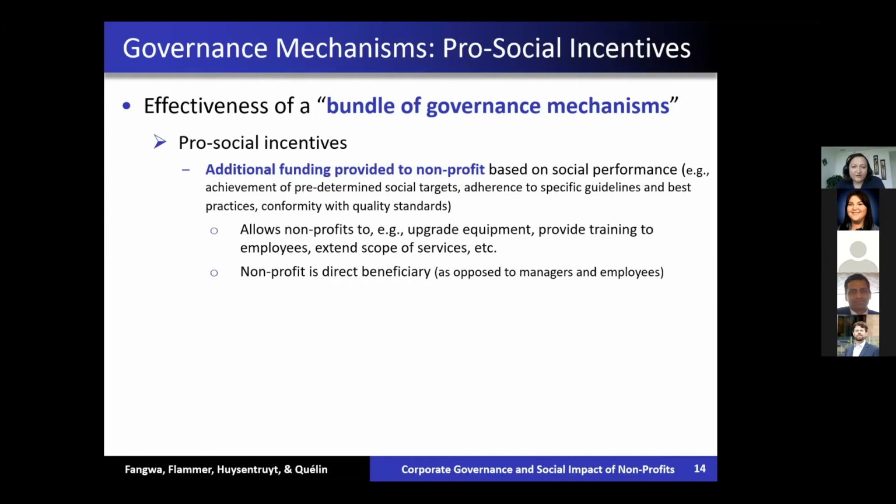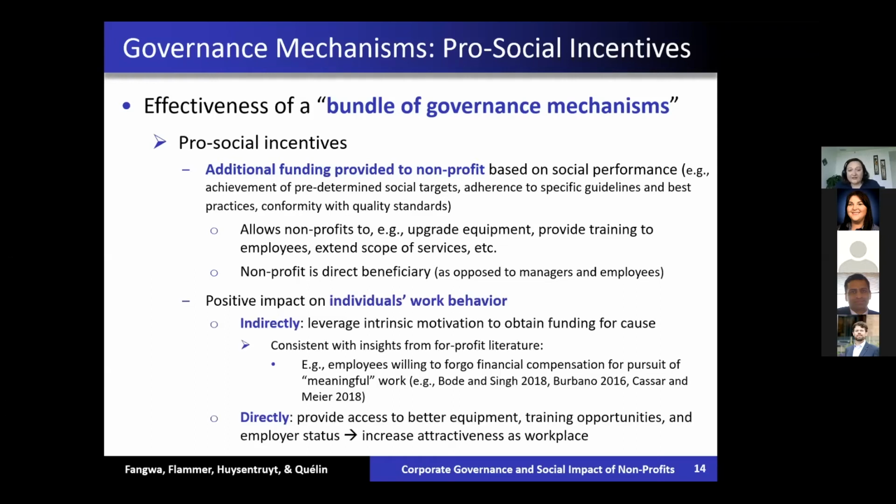You can see two key differences between these pro-social incentives and the more traditional financial incentives that we know from the for-profit sector. First, pro-social incentives are linked to the social performance of the organization as opposed to the financial performance. And secondly, the direct beneficiary of pro-social incentives is not the individual, but rather the organization.